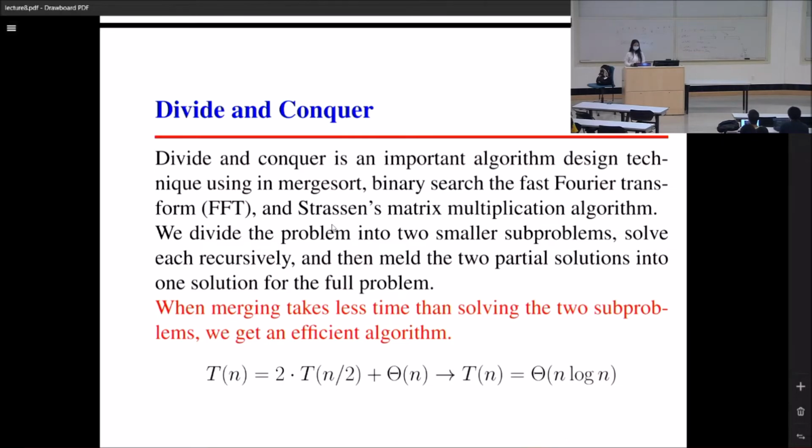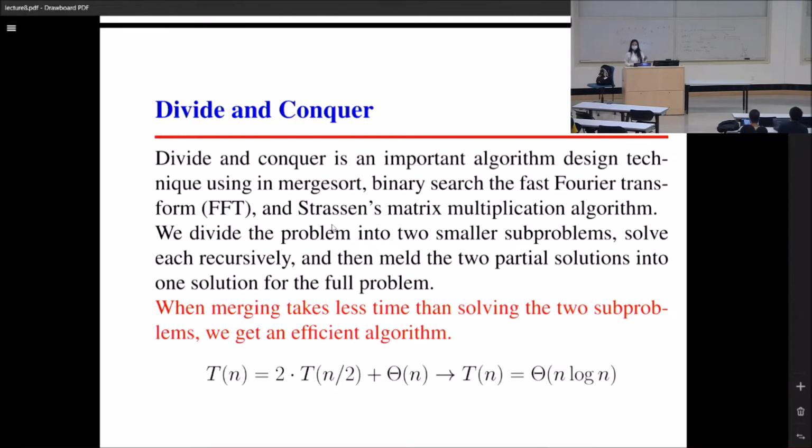This is another way for you to think about the complexity. Let's say T is the total time we need for the problem. So we have T(n). Here in merge sort, we partition the array into two equal sizes, so each subproblem will have the size of n divided by 2.